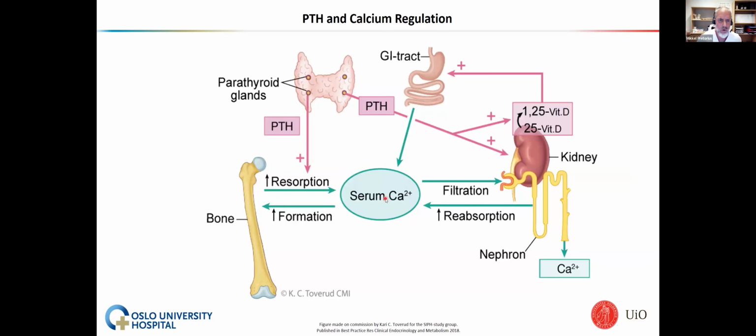And this is a bit more how I understand this system. PTH increases resorption and formation from the bones. It also increases reabsorption from the kidney. It activates vitamin D through the 1-alpha hydroxylase, which in turn leads to an increased uptake of calcium through the gastrointestinal tract. And this can help maintain a very stable serum calcium.